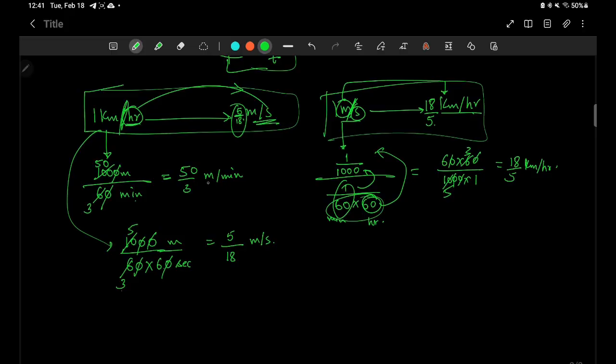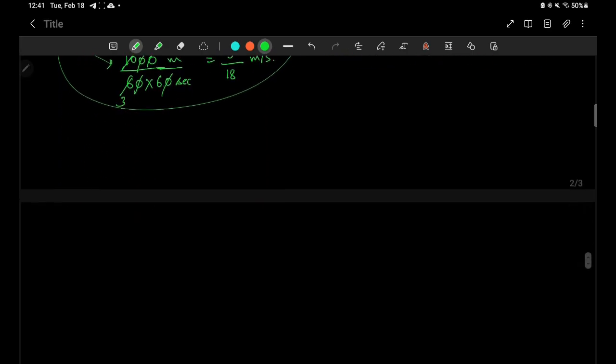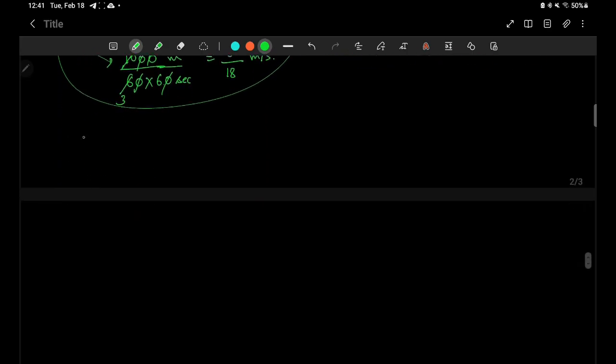Now in exam we don't have to do all this. You have to just remember this number, 5 by 18 and 18 by 5. In exam most of the time they will give you the problem in kilometer per hour or meter per second. If I want to convert into kilometer per hour and meter per second, what I'll do, I'll just multiply 5 by 18 to this. Okay, now how do I remember that?